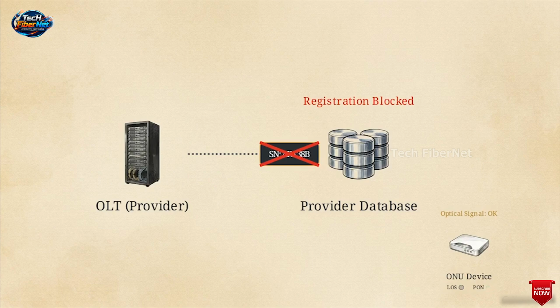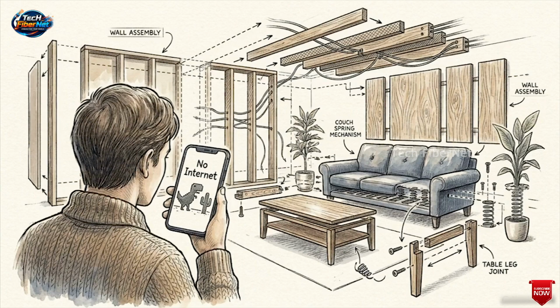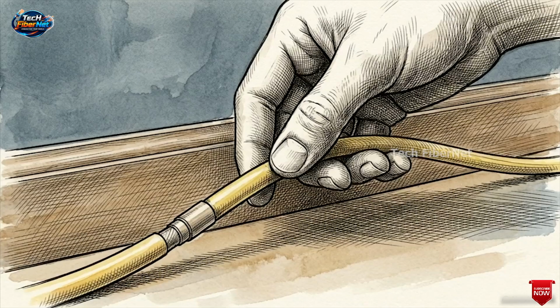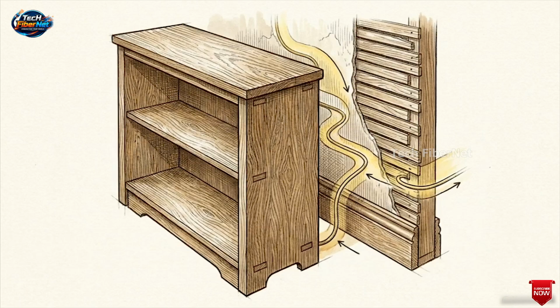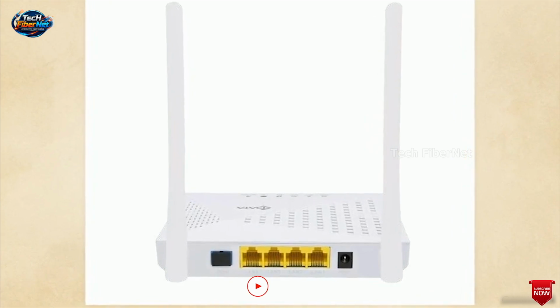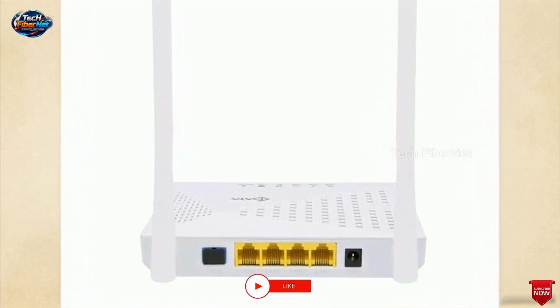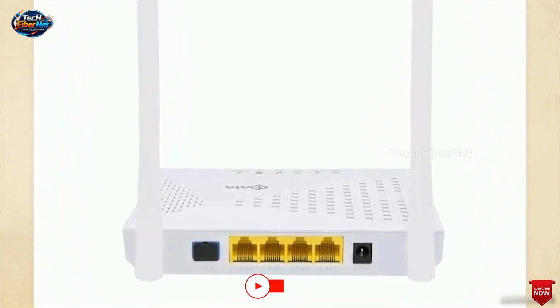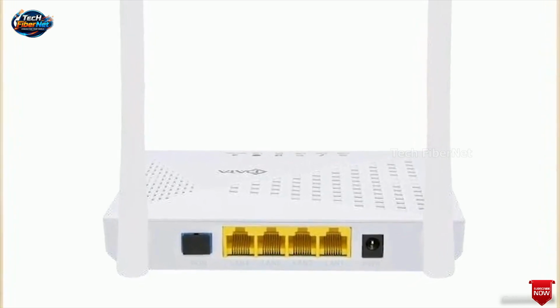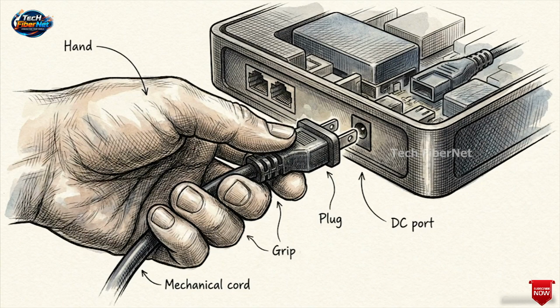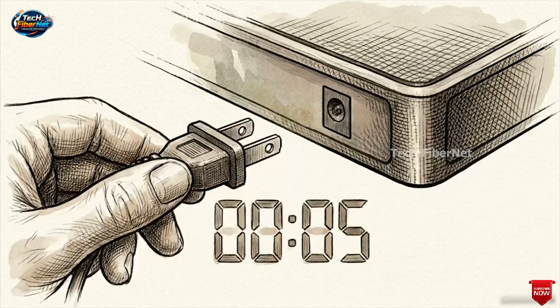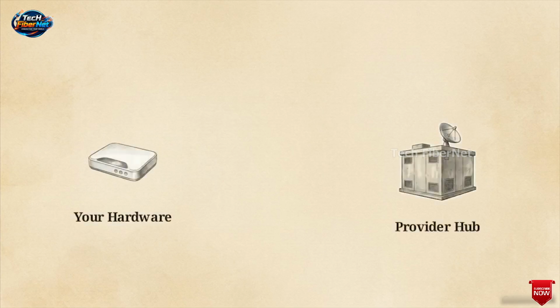If you lose your connection, perform a physical sweep first. Inspect the yellow fiber cable inside your home for sharp kinks, and make sure no heavy furniture is resting on it. Next, check the rear interface of your unit to confirm that the power adapter and all data cables are pressed firmly into their ports. Once everything is physically secure, perform a power cycle. Unplug the device, wait a few seconds, and plug it back in. This forces your hardware to initiate a brand new handshake with the provider's hub.